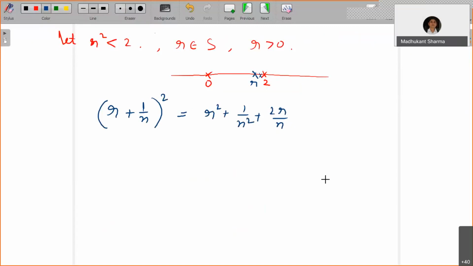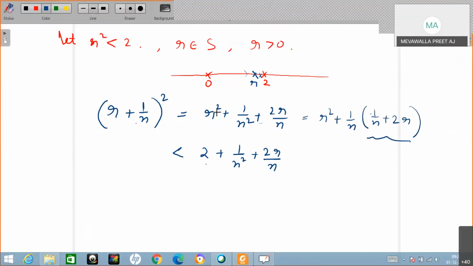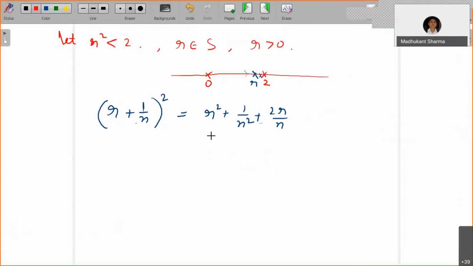Right? Now r square is less than 2, so this is certainly less than 2 plus 1 by n square plus 2r by n. So we have to use this fact that r square is strictly less than 2.